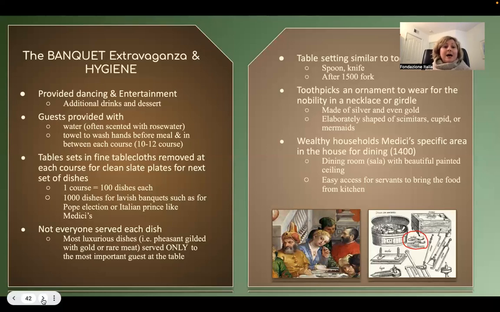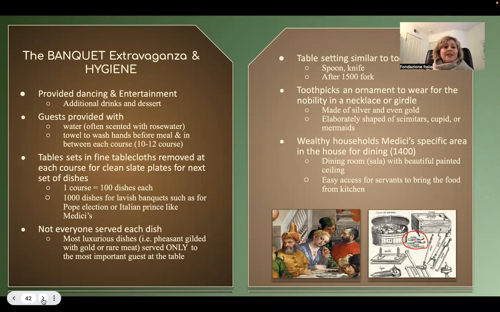So for one course, there might have been 100 dishes, because maybe that's how many people were invited, which meant that there were a total of 1,000 dishes for lavish banquets. So for a wedding, for example, like for a Medici wedding or for a Pope's election. So quite a few dishes.